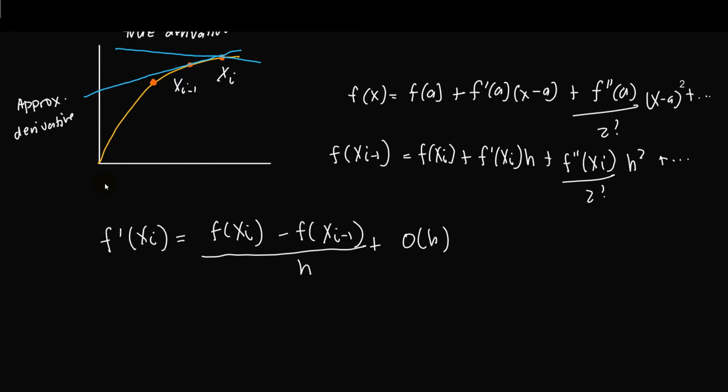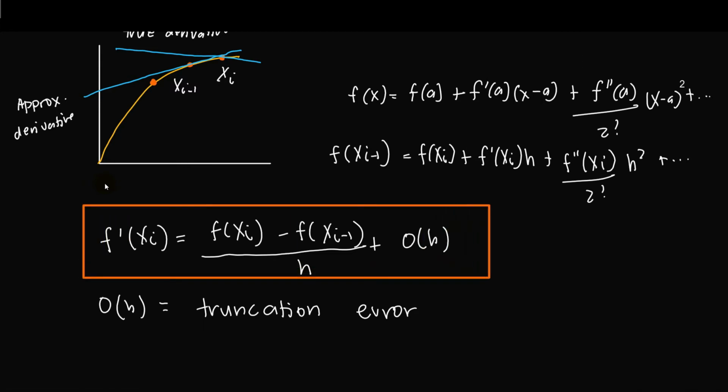The second term O of h is just the same as the variable that we have in the forward difference. This represents the truncation error. The formula for the forward difference is this one. I mean backward. Now the third formula that we will be deriving is for the 2-point central difference.